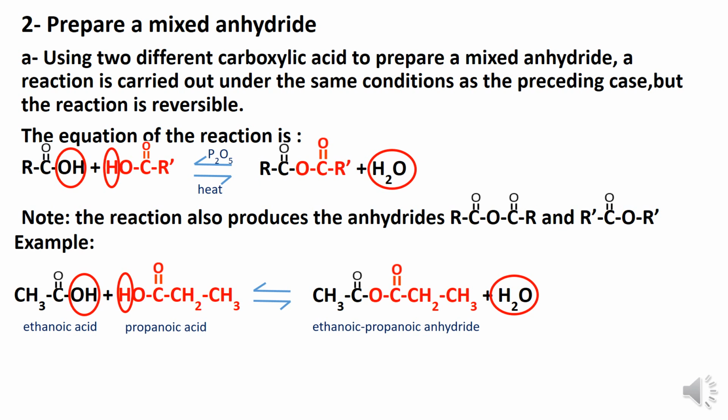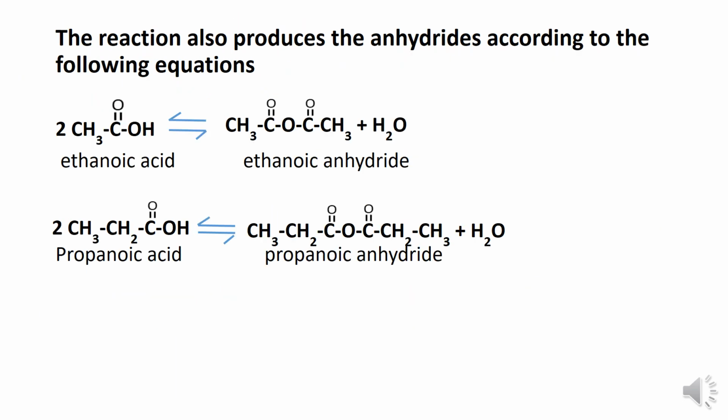This is not the only reaction that will take place. We have also two reactions that will produce two anhydrides. Let's see them. The reaction we say here is the two ethanoic acid, the two molecules of ethanoic acid. What happened to them? Also the same thing. The OH is removed from the first carbon atom, from the hydroxyl group, and the H from the second hydroxyl group of the ethanoic acid.